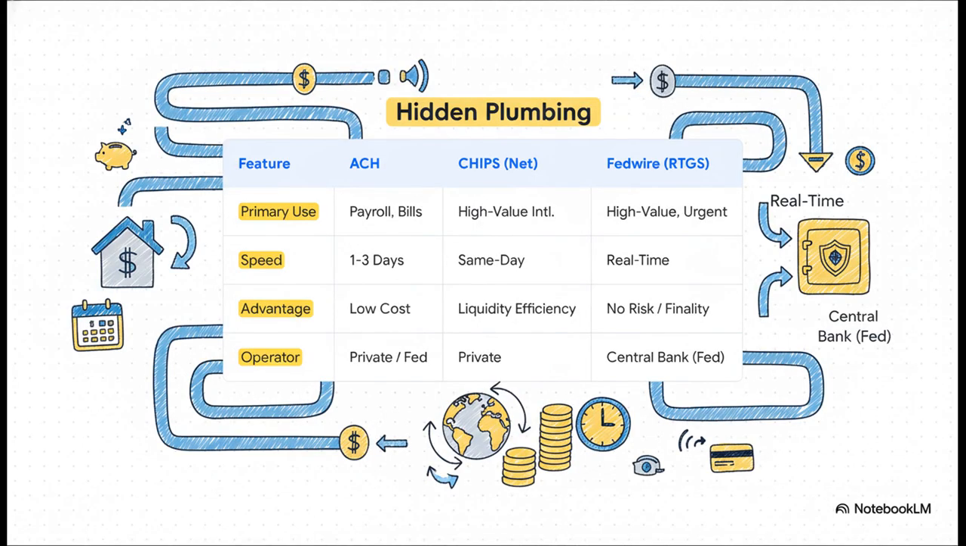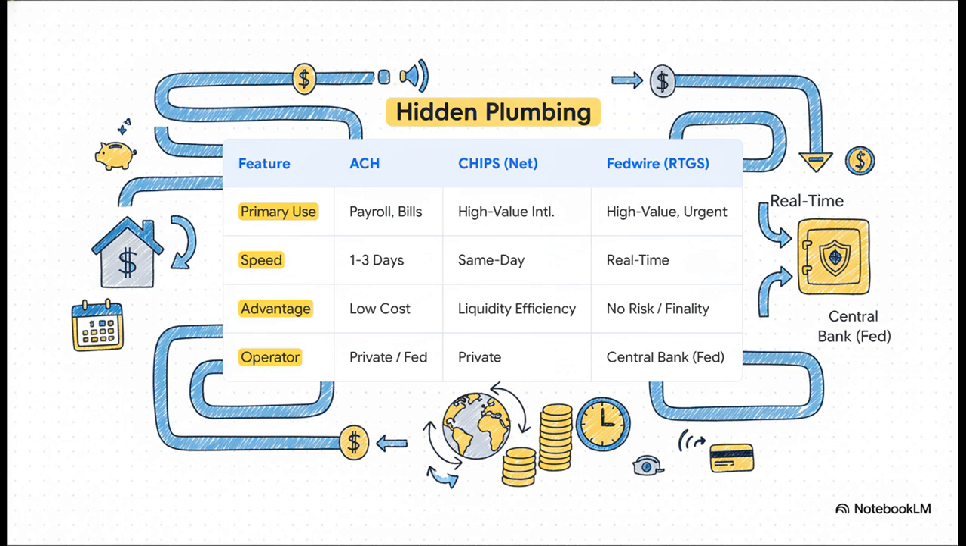We can actually see this trade-off in the major payment systems used in the US. First, you've got ACH. This is the workhorse for everyday stuff: your direct deposit paycheck, your automatic bill payments. It's a net settlement system, which is why it's super cheap but might take a day or two to clear. Then there's CHIPS, another net system, but it's for huge international payments where that liquidity efficiency is a massive advantage.